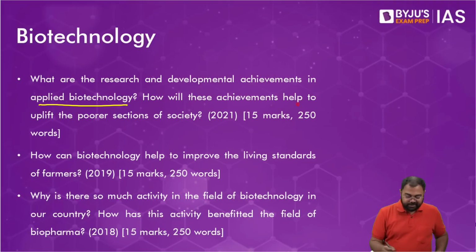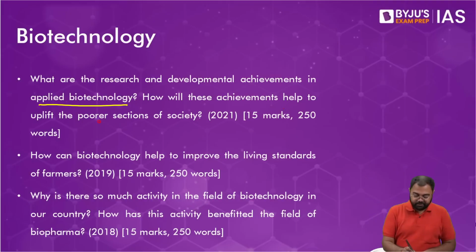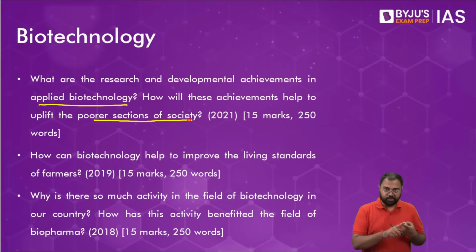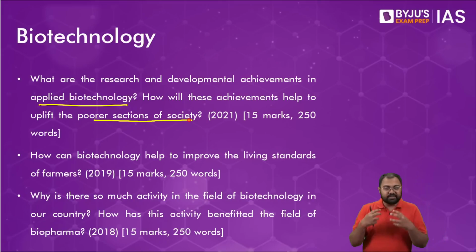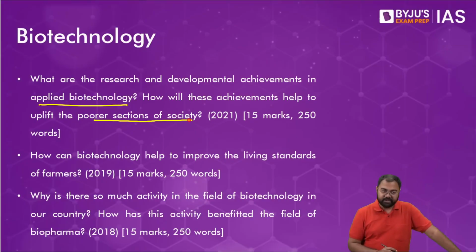How will these achievements help to uplift the poorer sections of society? Right? Poorer sections of society, how does it help in upliftment? So again, think from the perspective of employment, think from the perspective of medical help, think from the perspective of agriculture, how all these biotechnology-based developments have helped. So that is basically what you have to write about in this particular answer.